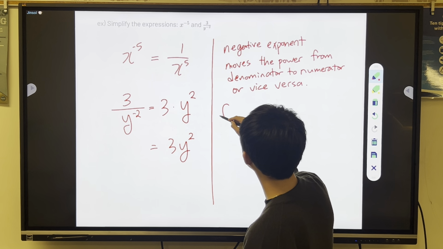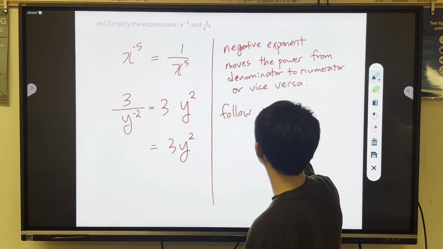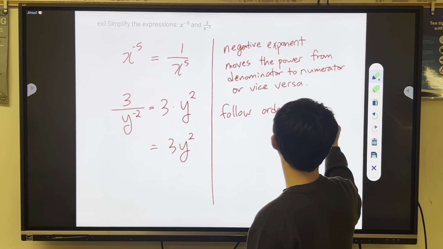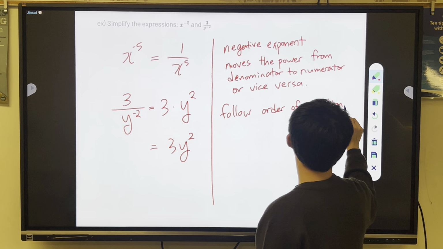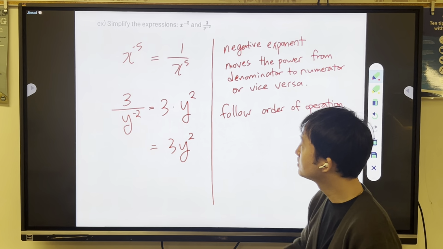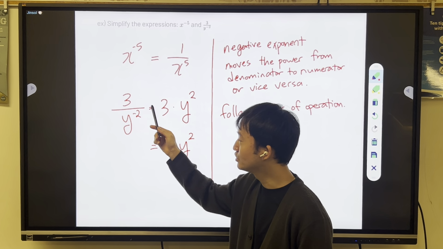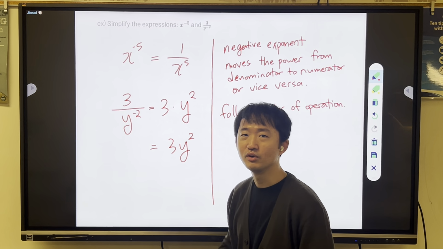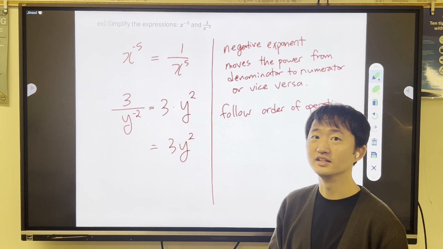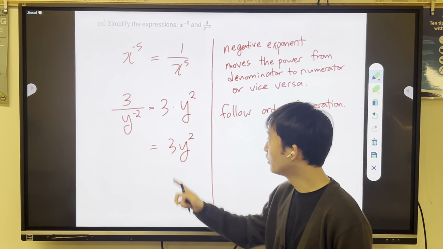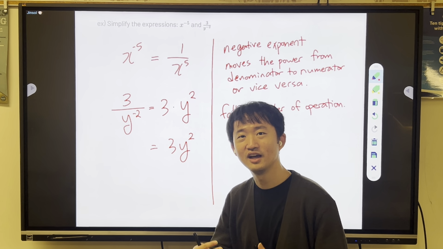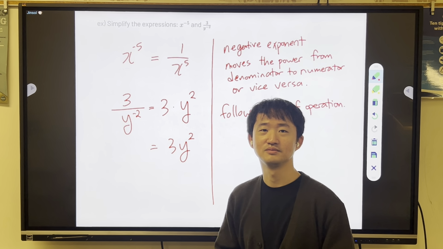Once again, for the second question, follow the order of operation. That means the y power of -2, that's the exponent, and we should always do that first before we do the division. So we first care about the y power of -2 that goes into the numerator side, and then we do the rest of the expression.